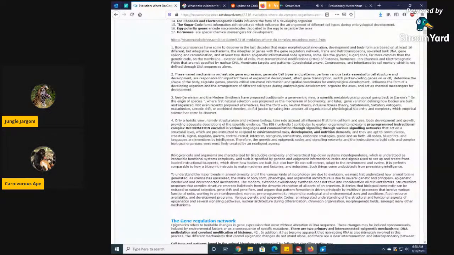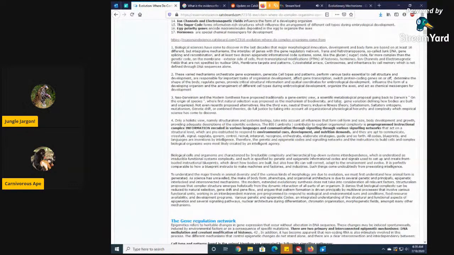Thomas Bell, Neo-Darwinism, blueprint. Neo-Darwinism is a modern synthesis that has traditionally proposed a gene-centric view. Okay, this is a gene-centric view. It turns out that a lot of the information is not even in the genes, the genome. A lot of the information is coming from elsewhere.